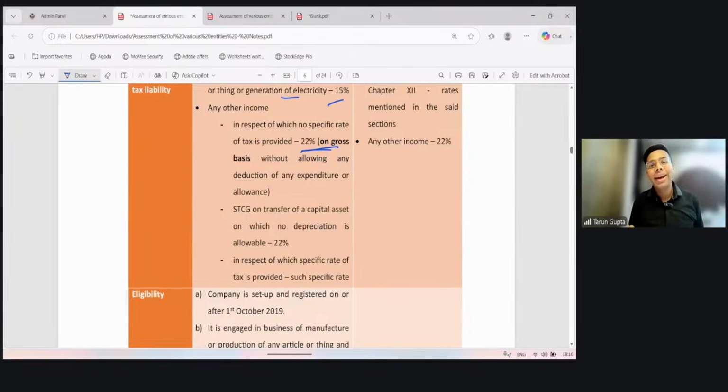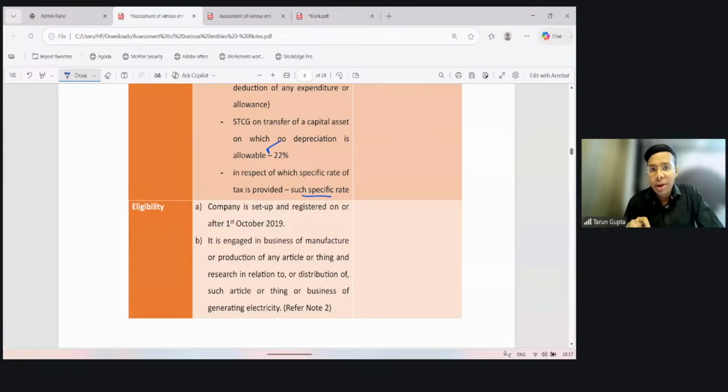If there is short-term capital gain on transfer of an asset on which no depreciation was claimed, then such short-term capital gain is also taxable at 22%. And any special rate income, like under 112, 112A, 111A, shall be taxable at the rate applicable to such income in Chapter 12. Okay, so understood? The 15% concessional rate is given only in respect of income from such manufacturing operation or the operation of generation of electricity. The other incomes are taxable at 22%. And if there is a specific special rate applicable to any special income, then such special income shall be taxable at such special rate.